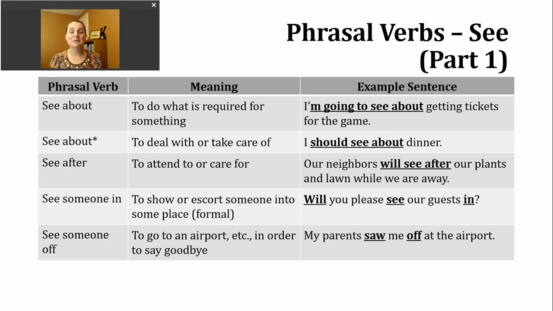So here's another simple future sentence, but this time we're using will and our base verb. And what I'm suggesting in this sentence is that the neighbors are going to take care of plants. So maybe they'll water them. They're going to take care of the lawn. So maybe they'll mow or they'll rake leaves while we are away.